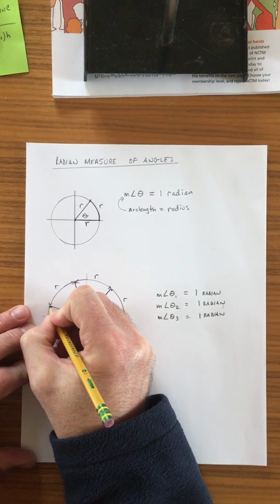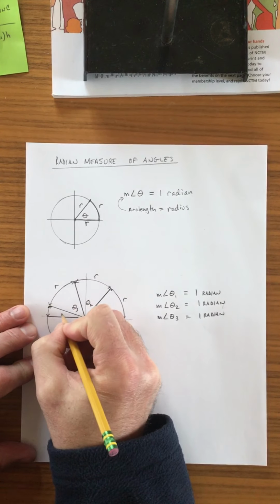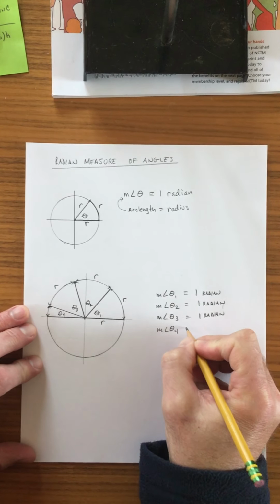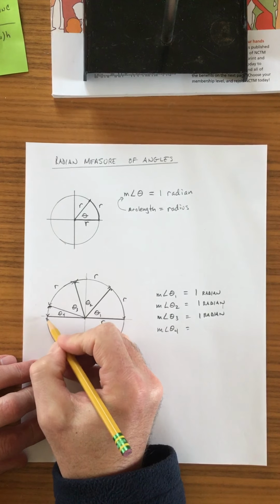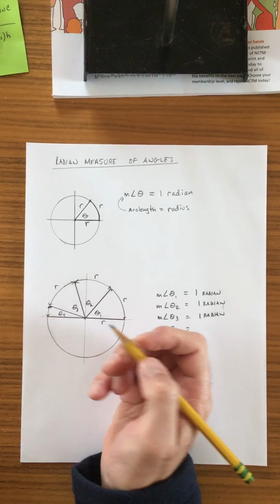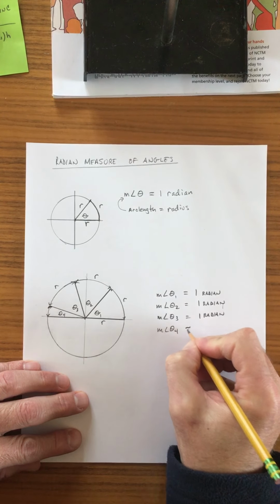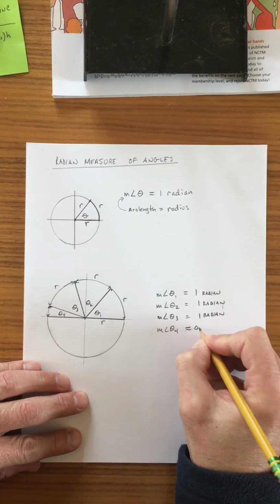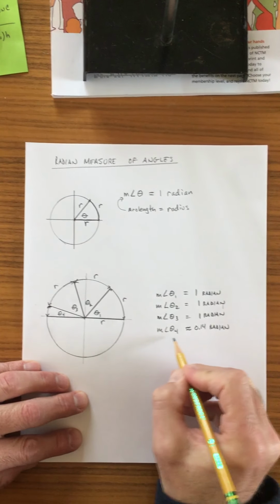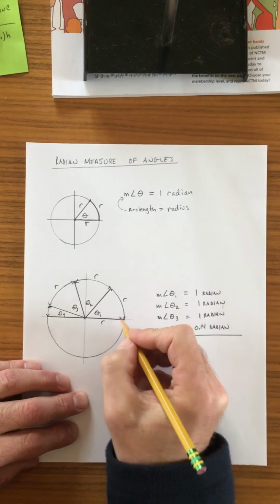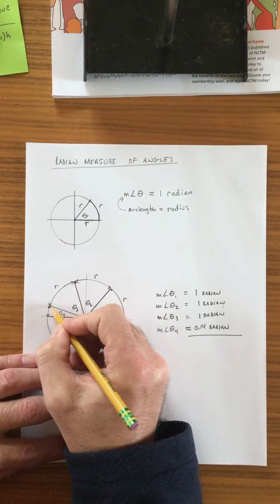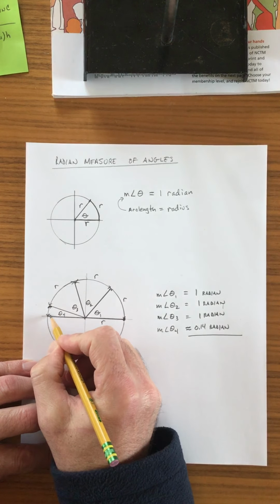And then we have this little part right here. And that is obviously not a radian, because that distance is not the radius, but it turns out that it is approximately 0.14 radians. So now we've gone from here, we got 1 radian, 1 radian, 1 radian, and about 0.14 radians.